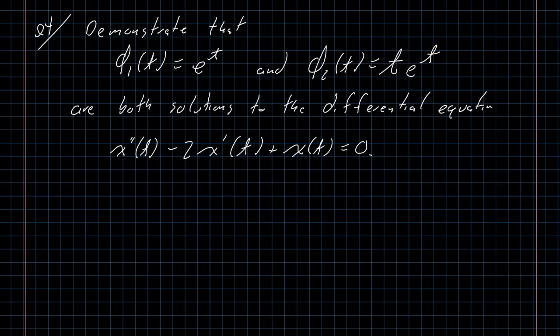I want you to demonstrate that these two functions, phi1 of t is equal to e to the t, and phi2 of t is equal to t times e to the t. Demonstrate that these two functions are both solutions to the differential equation x double prime minus 2 times x prime plus x is equal to 0.